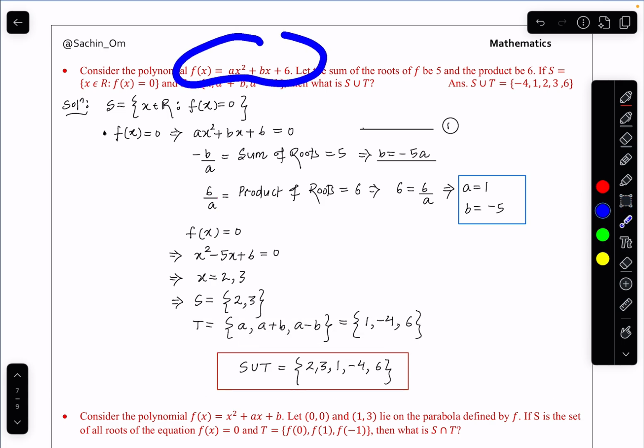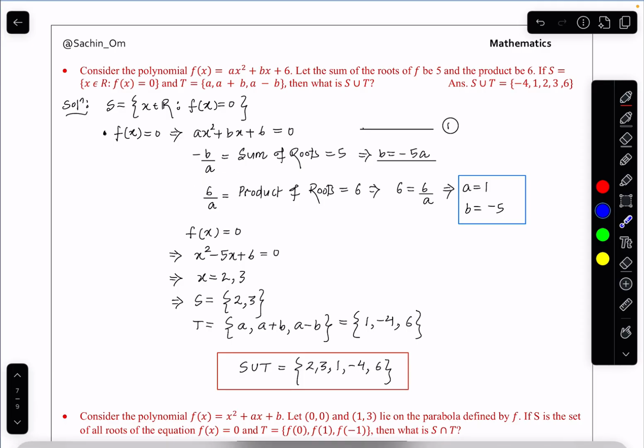So we were given a polynomial, the sum of roots was given, the product of roots was given. S was defined as the set of roots of F. T was this set which has a plus b, a minus b in it. We used the relation between the roots of a polynomial and its coefficients.